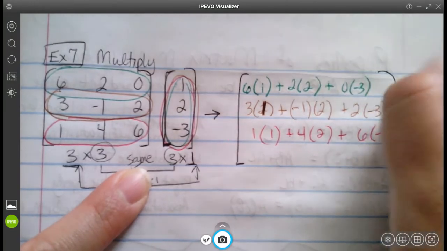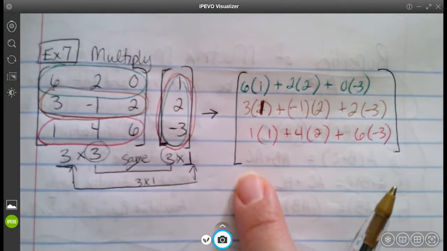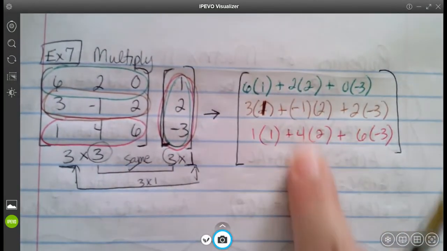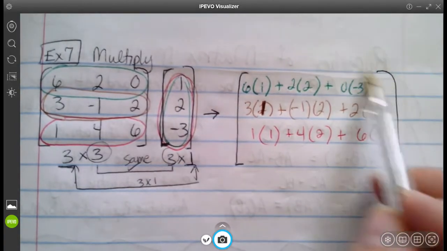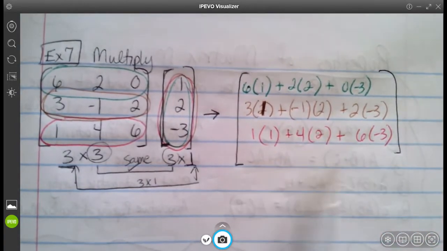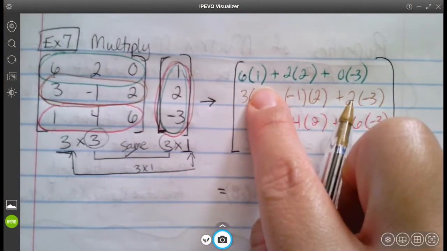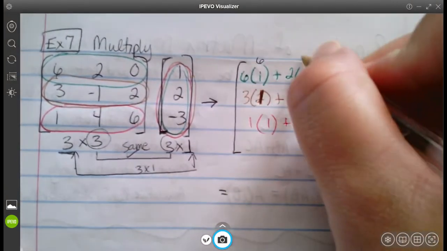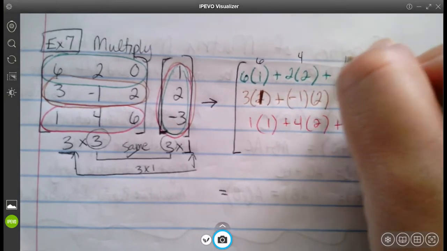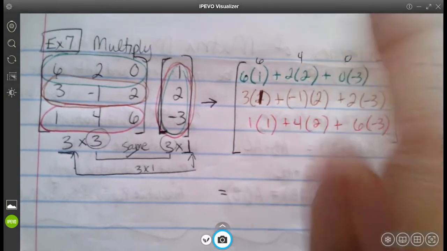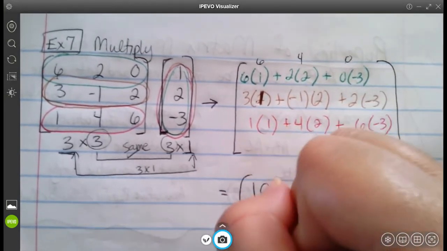And this should give us our 3 by 1. So we see 3 rows, 1 column. Remember that this is just a number, this is a number, and this is a number. So let's go ahead and simplify this now. We have 6 times 1 is going to give us a 6 plus 4 plus 0. So 6 plus 4 plus 0 is 10.